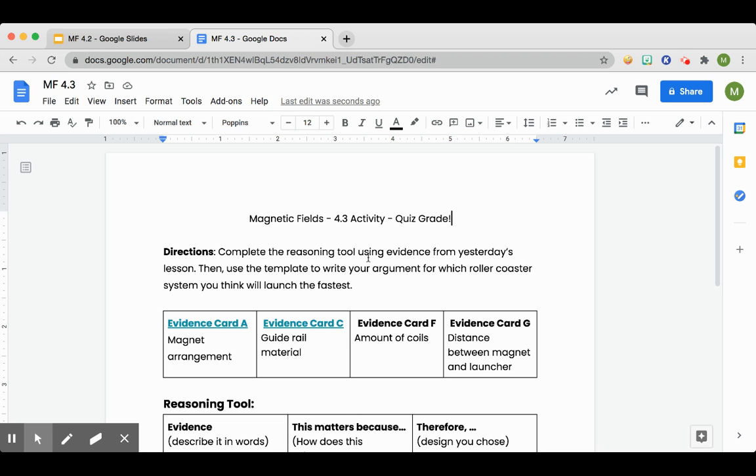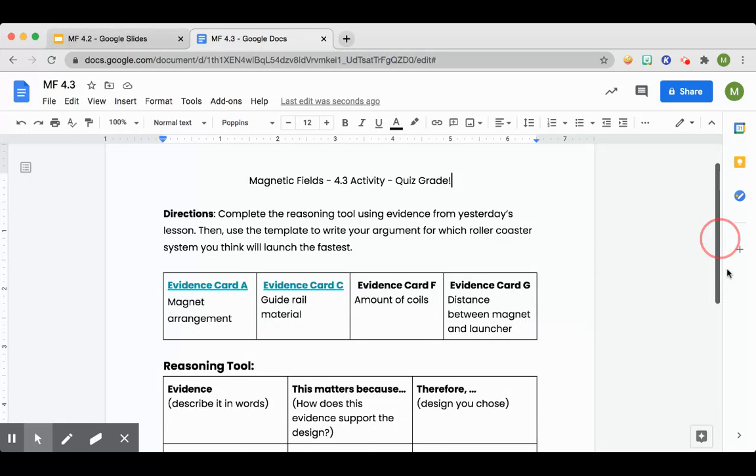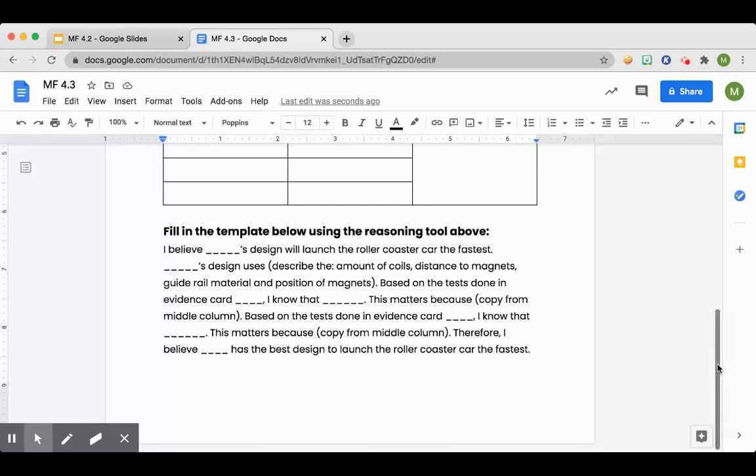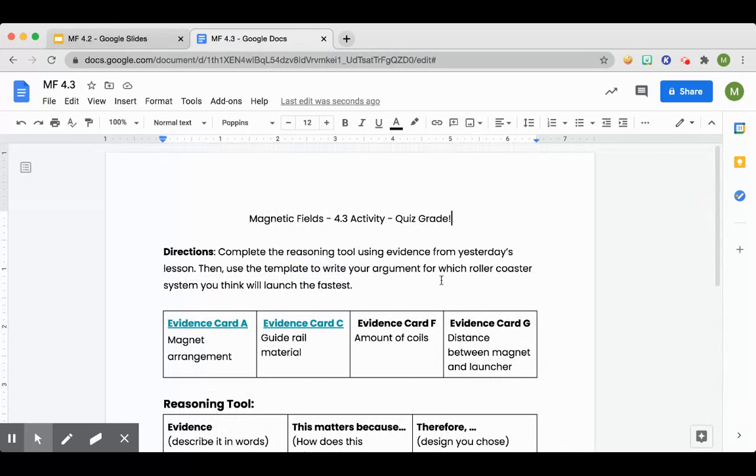So what you're going to do is complete the reasoning tool using evidence from yesterday's lesson and also from last week's lesson, and then you will use the template below, which is right here, to write your argument for which roller coaster system you think could launch the fastest.